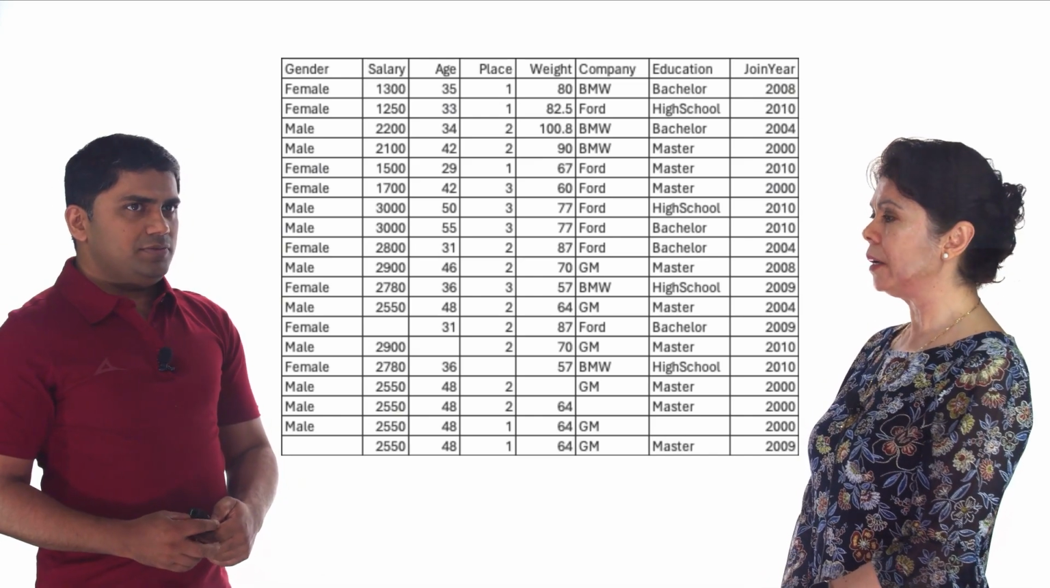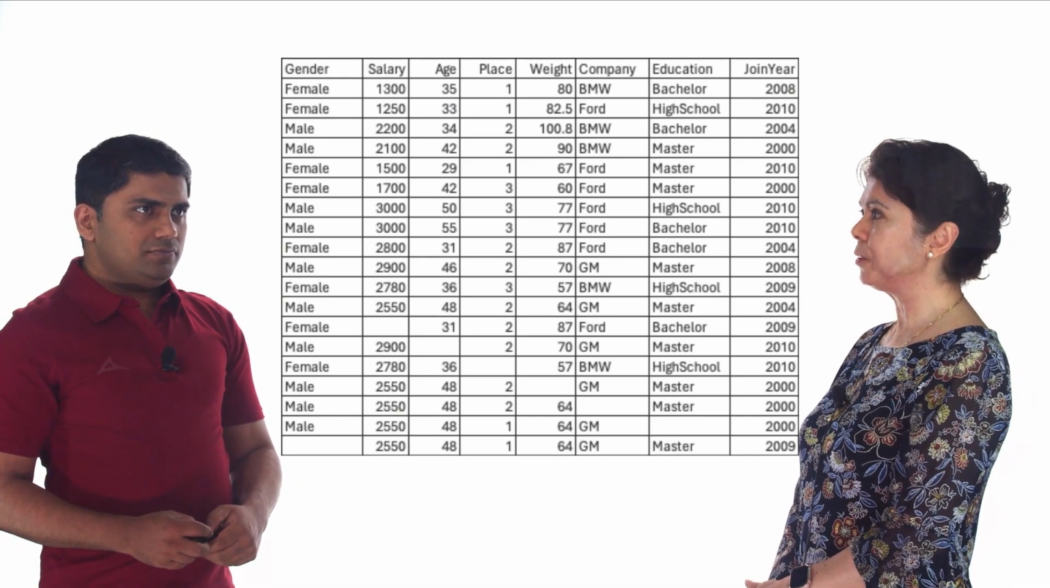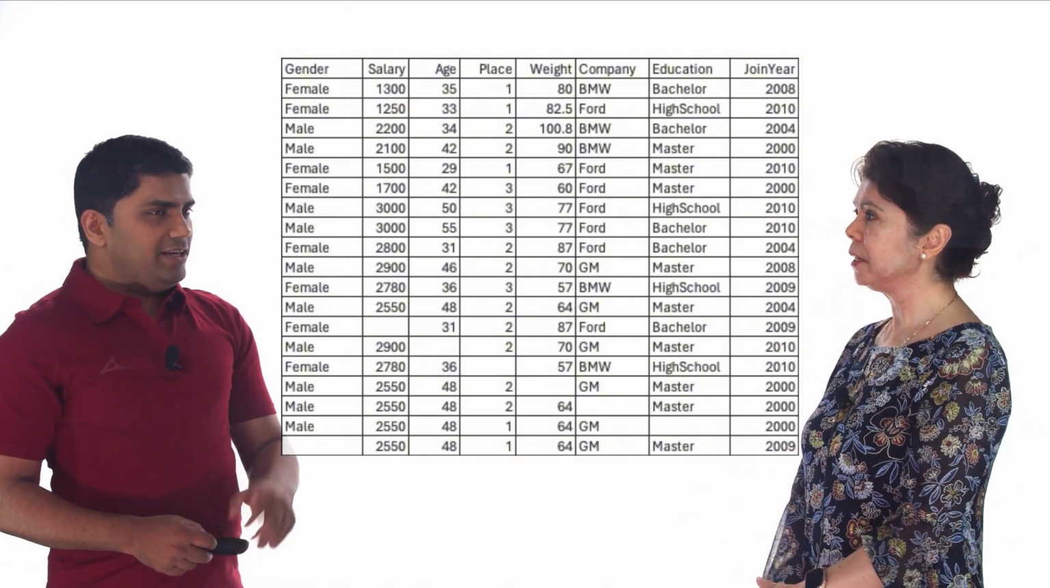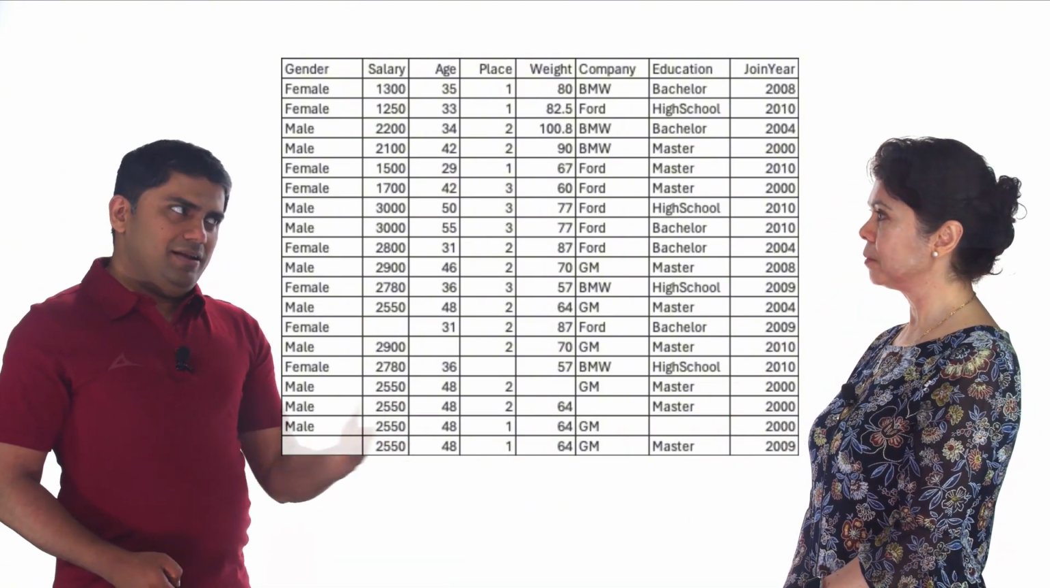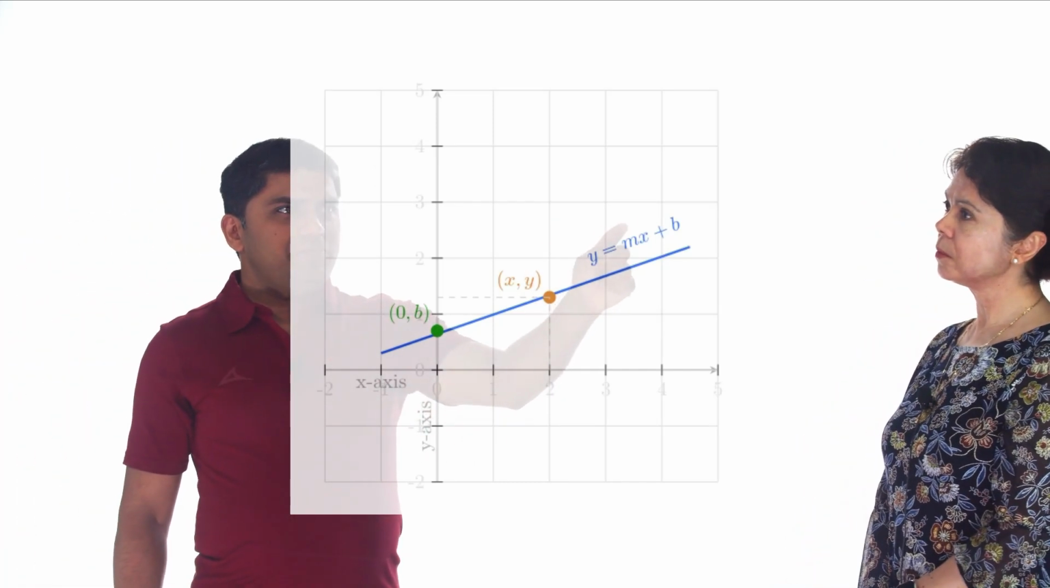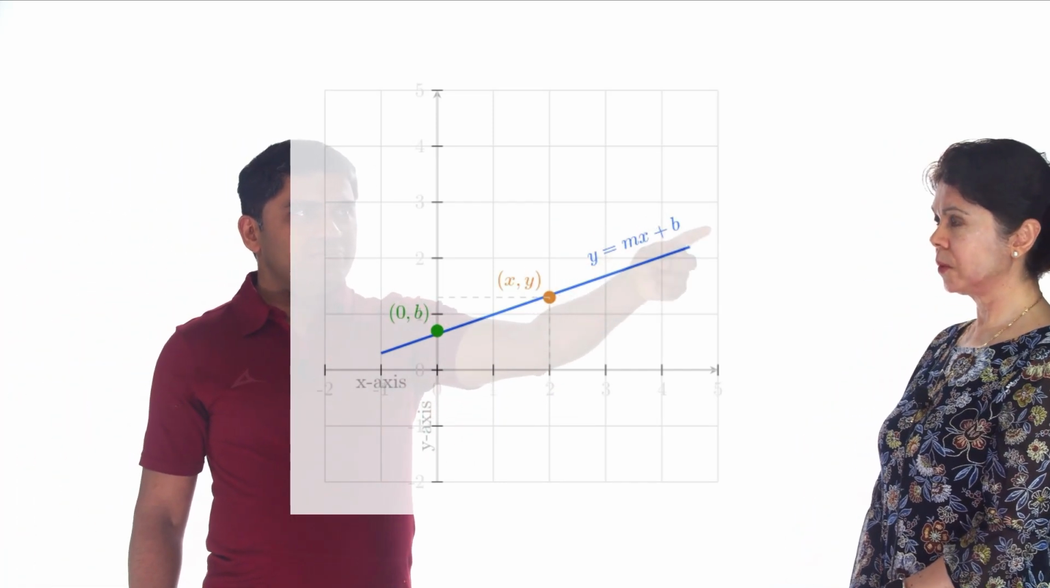I think I heard about it, like linear regression. So I was thinking of some line or something like that. Yes, linear regression is basically a line as you said before. So we can represent it like this, y is equal to mx plus b. You know what y is equal to mx plus b is?